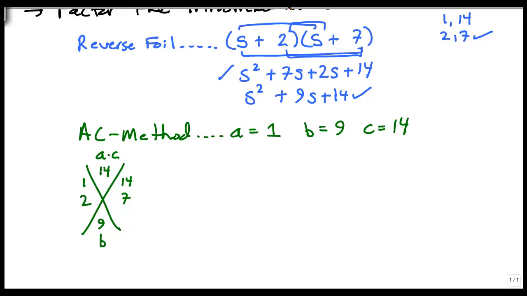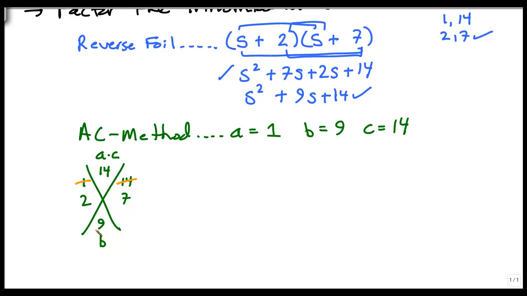Now as I look through my options here, 1 times 14 is 14, but do 1 and 14 combine to 9? And the answer is no, so I'd cross those out. 2 times 7 is 14. 2 plus 7 is 9. So there it is. There's my numbers I'm looking for.